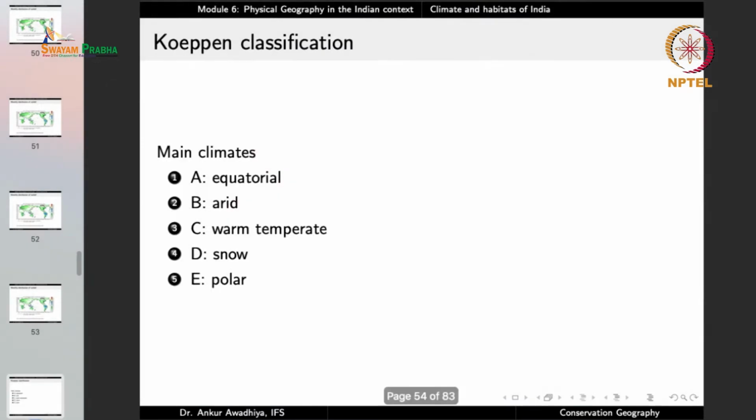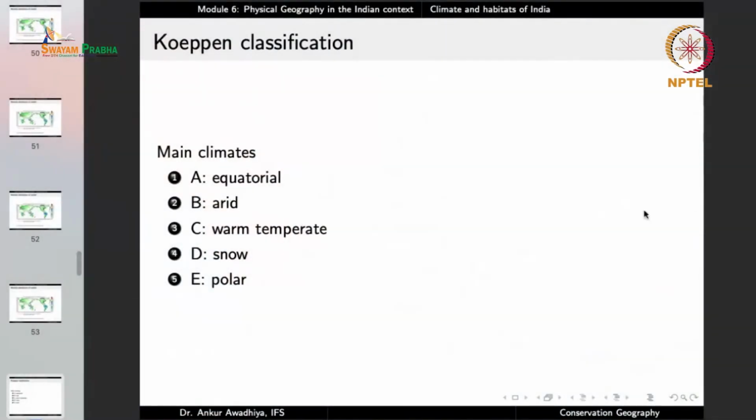The variations in temperature and precipitation result in different climates in different areas. And we can make sense of the climate by following a system of classification. One of the most common or widely used climate classification systems is the Köppen classification given by a Russian-German climatologist. Now in this classification we have 5 main climates which are represented by capital letters. Now A refers to an equatorial climate.